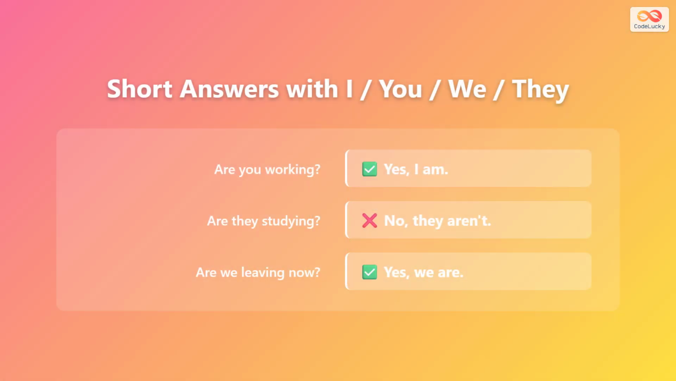Let's practice with different pronouns. When the question is, "Are you working?" the short answer is yes, I am for positive, or no, I'm not for negative. If someone asks, "Are they studying?" you can say yes, they are, or no, they aren't. For "Are we leaving now?" the answer would be yes, we are, or no, we aren't. Remember, with these pronouns, we always use are in the short answer.